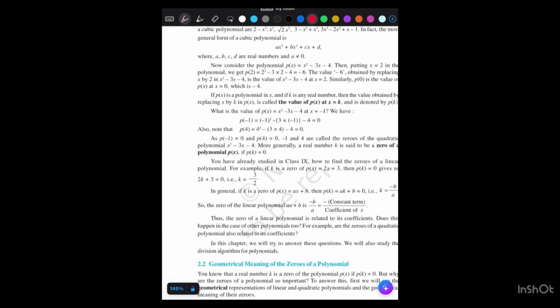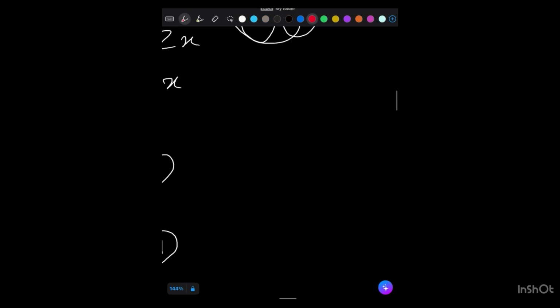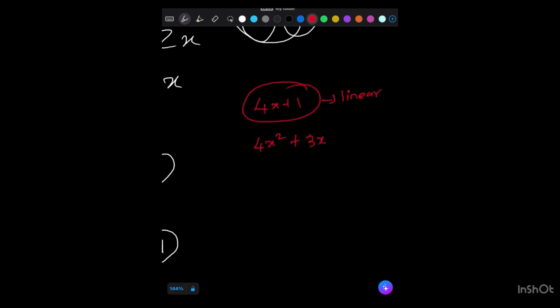Before that, we need to understand a concept called p of x. We know what a polynomial is. 4x plus 1 is a polynomial, called a linear polynomial. If it is x squared plus 3x plus 1, it is called quadratic. If it is x power 3, it is cubic.